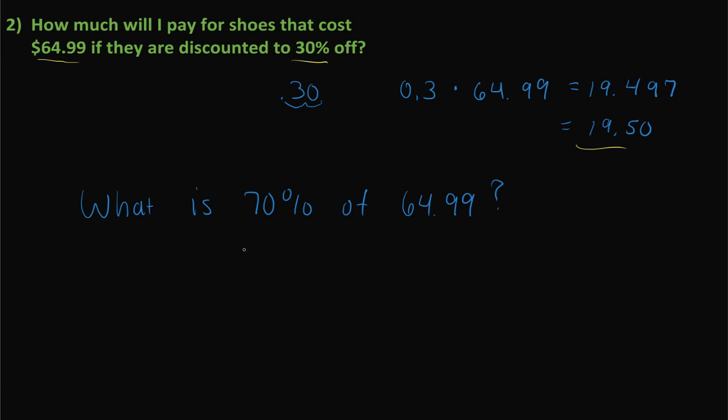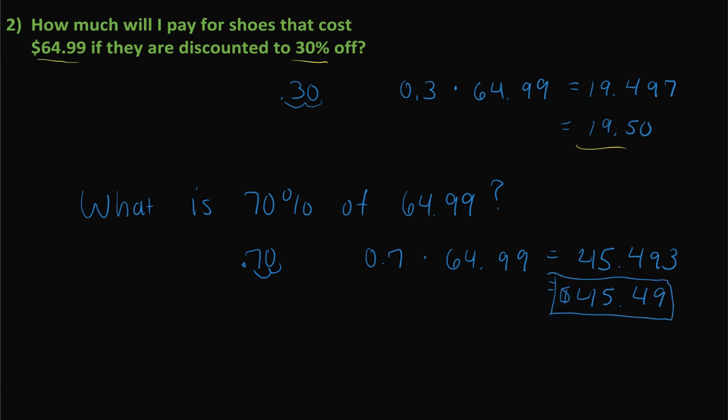Convert the percentage to a decimal. 0.7 times $64.99. And that gives me 45.493, which again, rounding to the nearest cent, would be 45.49. Okay, and that is how much you pay.